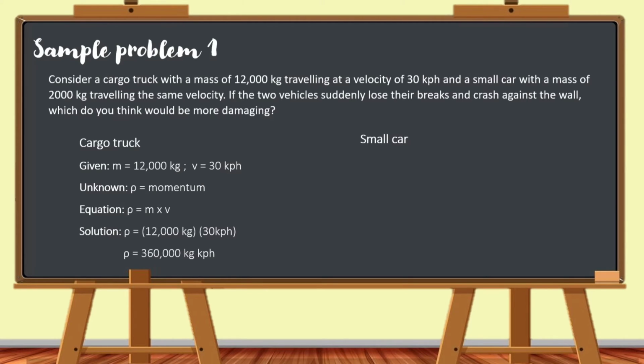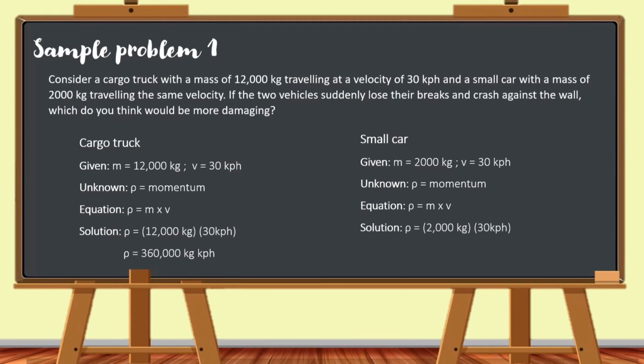For the small car, mass is equal to 2,000 kg and the velocity is the same as the cargo truck, which is 30 km per hour. Now, we're going to look also for momentum. The equation for momentum is p = m × v. And for the solution, 2,000 kilograms multiplied by 30 kilometers per hour. And the momentum of the small car is 60,000 kg km per hour.